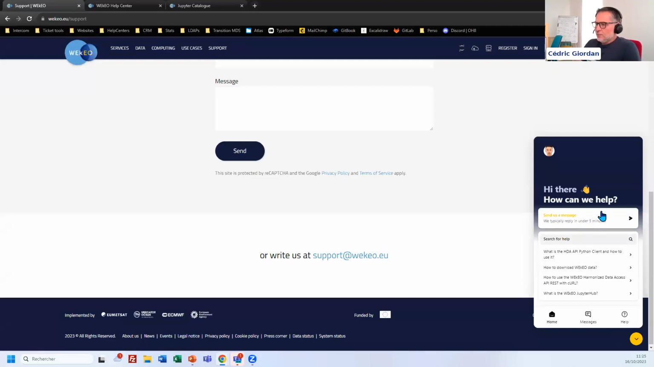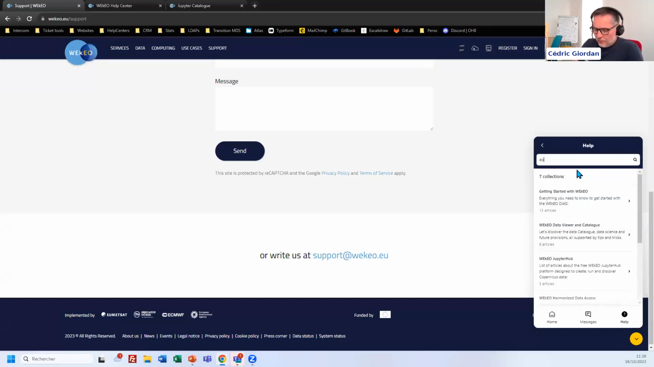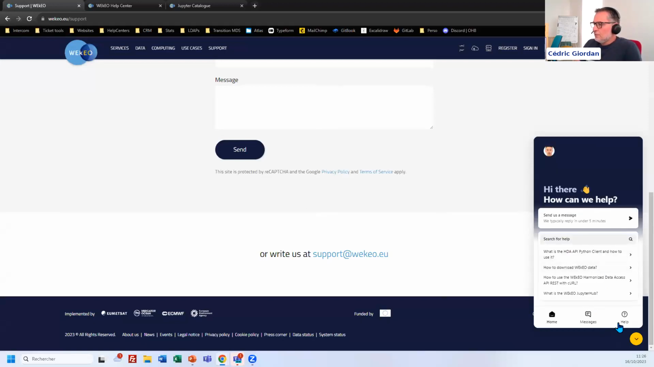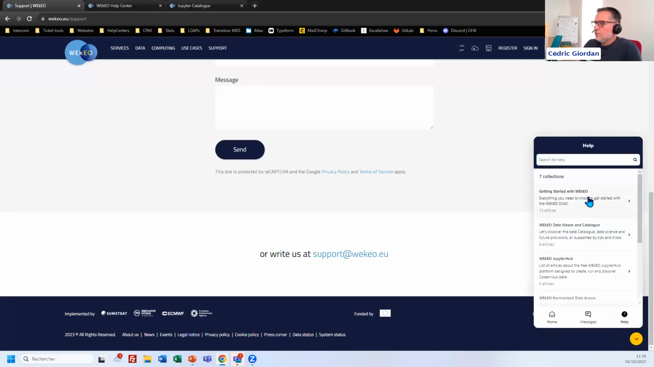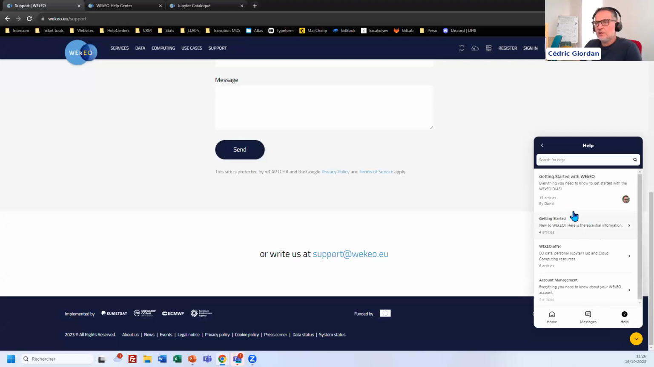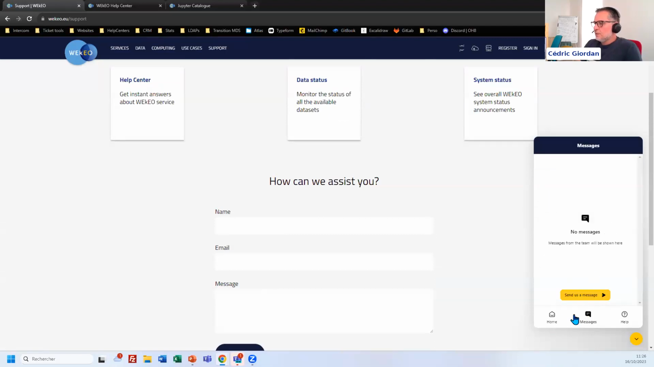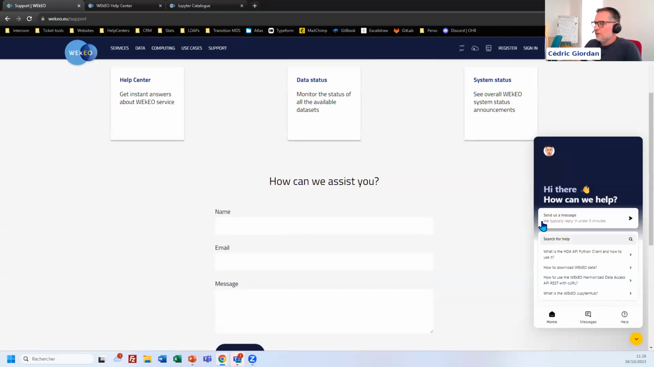You can send us a message, and you can always reach the Help Center with the same functionality. We can type a keyword. Here there is a help section where you can find the different collections, the same thing. So here you will find the same articles as in the Help Center. If the answer is not available here, you can contact us, send us a message, or directly here, send us a message.